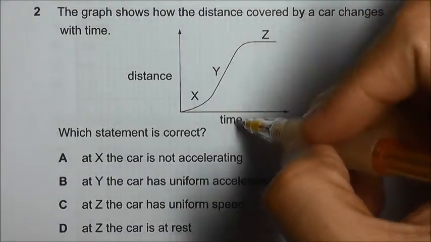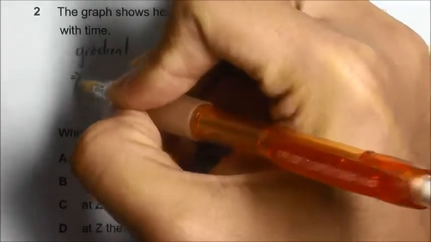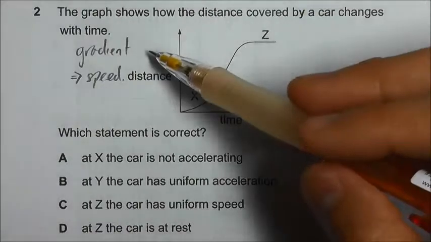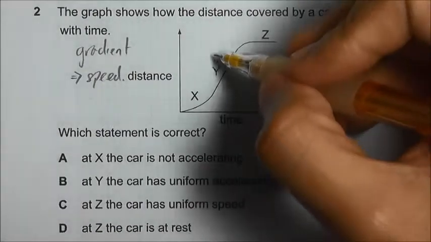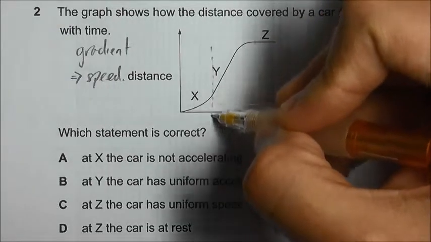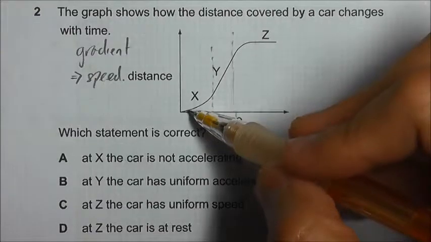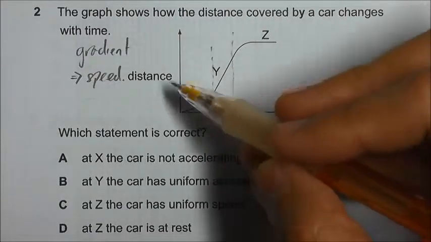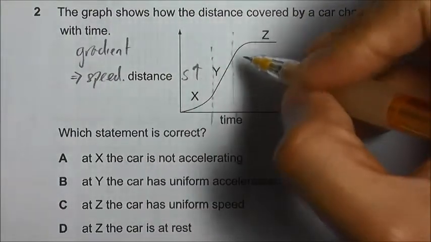This is a distance time graph. So the gradient of a distance time graph will give us the speed. And the gradient is equivalent to the steepness of the slope. So we can actually separate this into three portions. Portion X, we see that the steepness is increasing, so the gradient is increasing. That means that the speed is increasing.